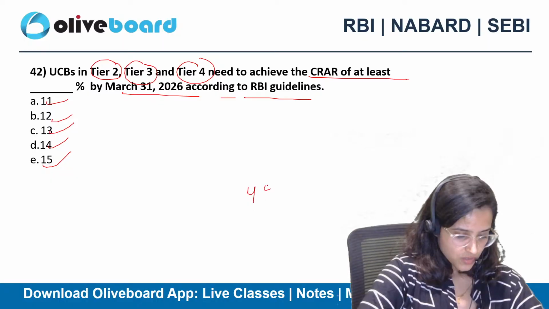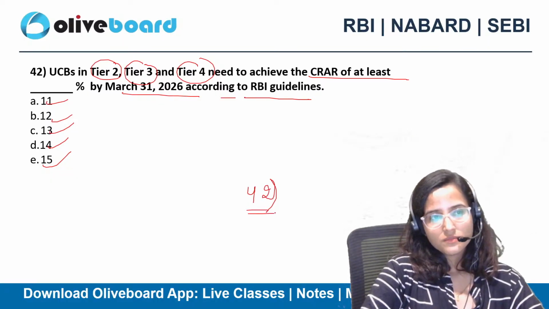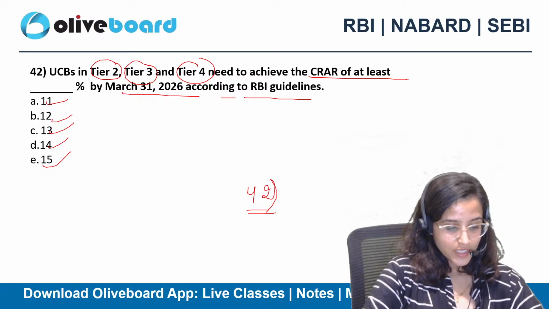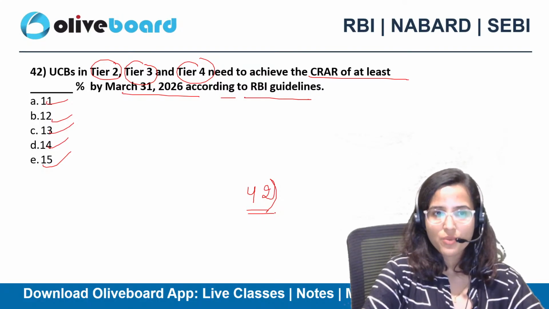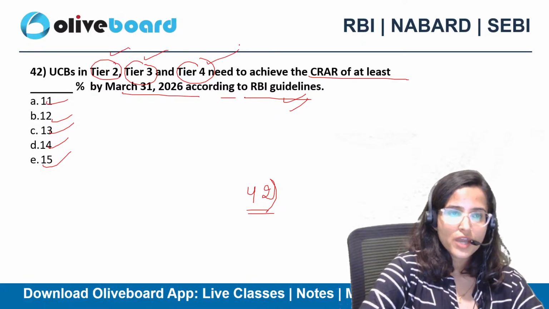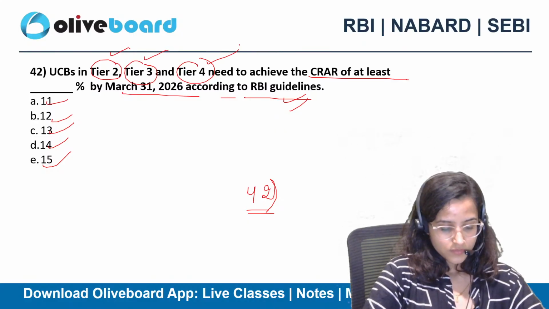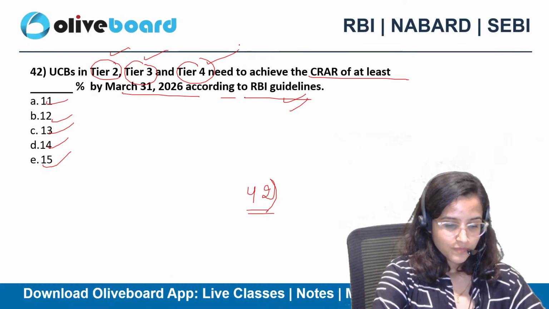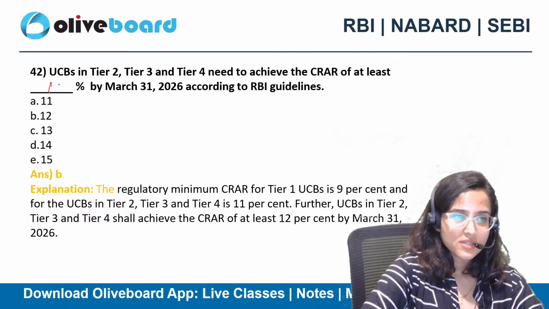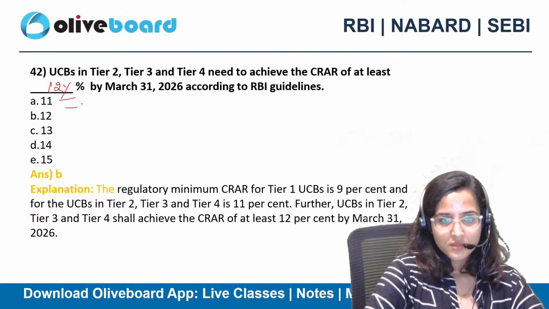42nd question. CRAR of at least how much percentage by March 31, 2026, according to RBI guidelines? And we're talking about tier 2, 3, and 4 UCBs. So the correct answer is B. 12% should be the correct answer. Okay, 12%.